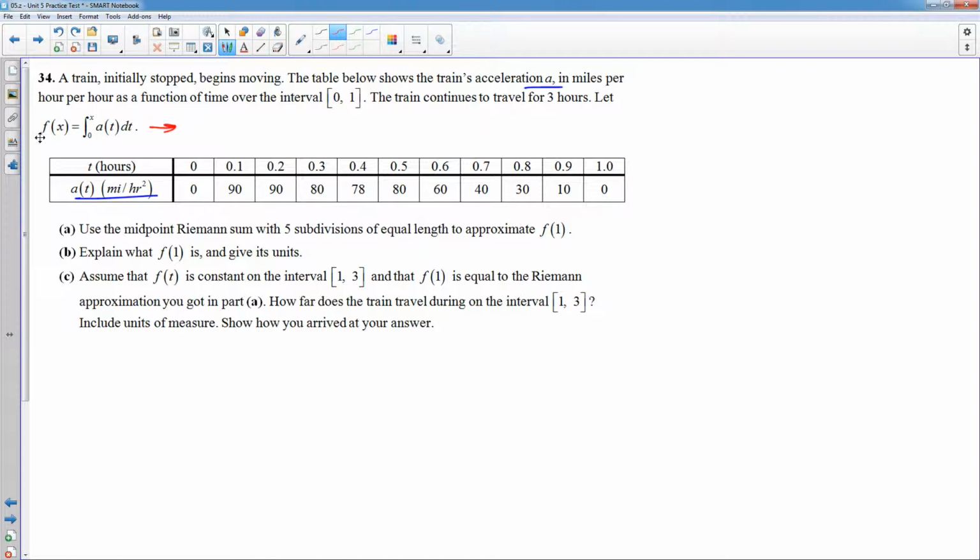If that's f of x, then f prime of x, I can just plug in. F prime of x is a of x. Okay? So I'm going to make that note. It's very easy to find derivatives of integral defined functions, so I'll go ahead and find that. I might use that later, I'm not sure.